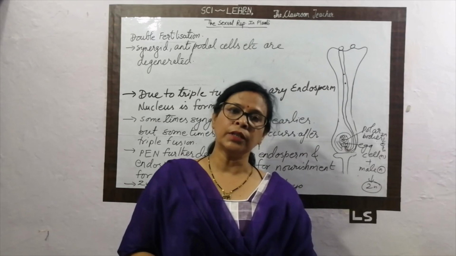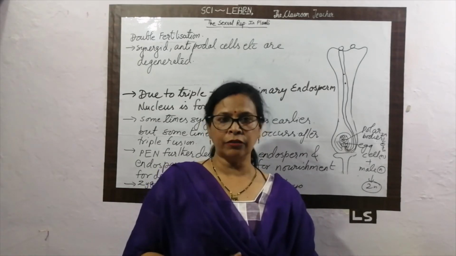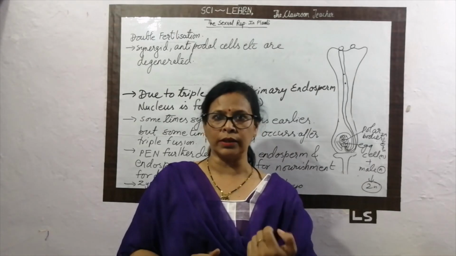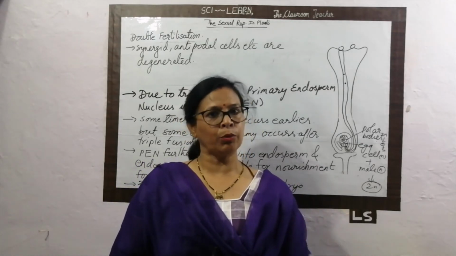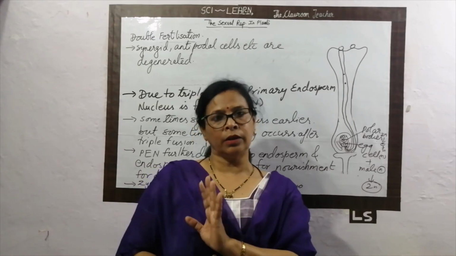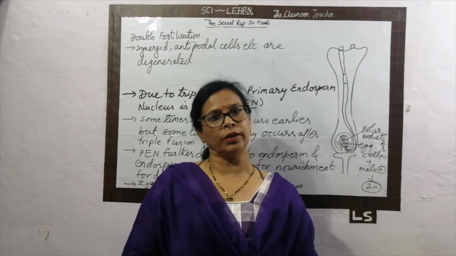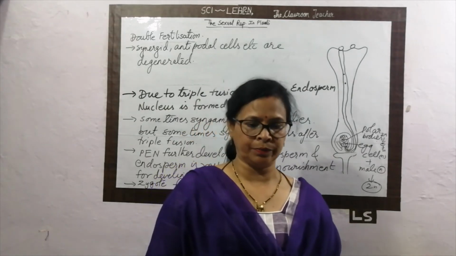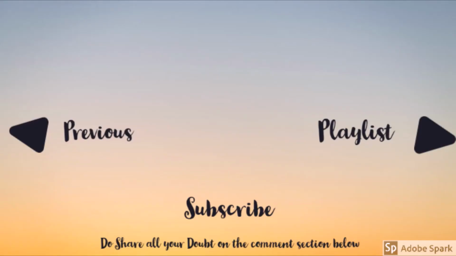What is double fertilization? Double fertilization is a process in which two male nuclei combine: firstly one with the egg cell, which is called syngamy, fertilization, and then the other male nucleus with the polar nuclei to form the triple fusion. These combined two processes are called double fertilization.